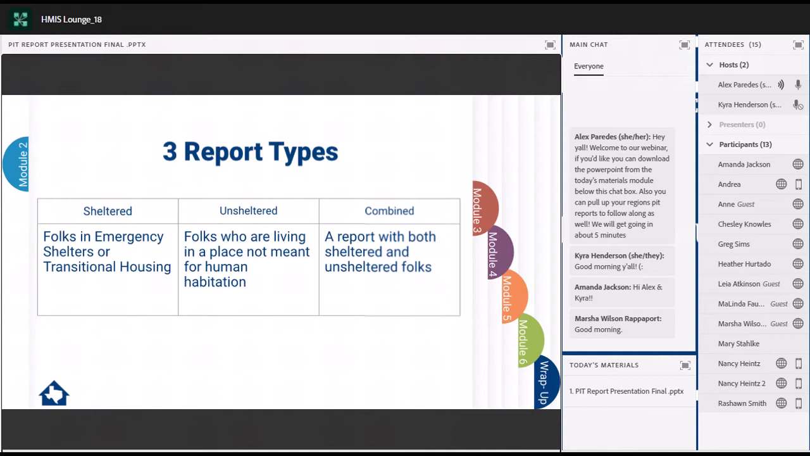So with that being said, here are the three types of PIT reports that we send out to y'all. So we send out a sheltered report, which contains all the data for all the folks that are sheltered on the night of the count. So this includes people in emergency shelters and transitional housing. We have the unsheltered reports, which contain the data for all the folks that are living in a place not meant for human habitation on the night of the count.